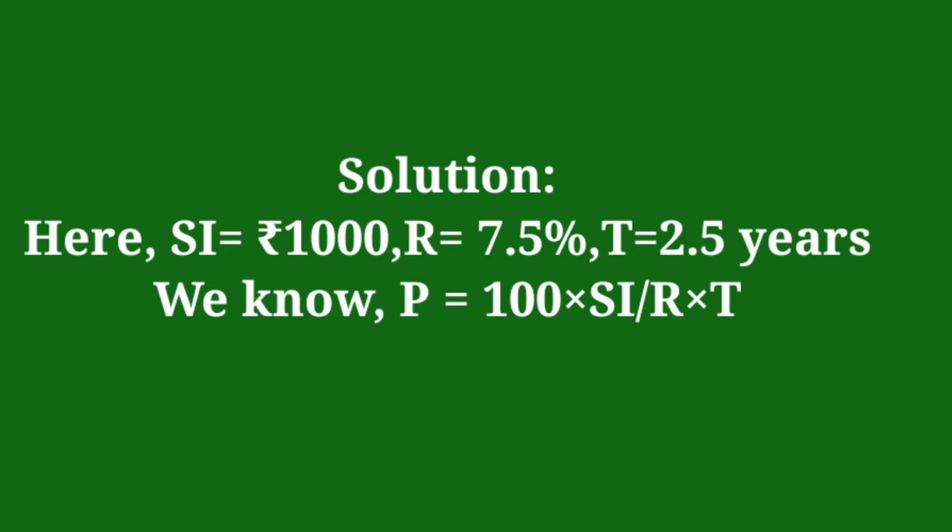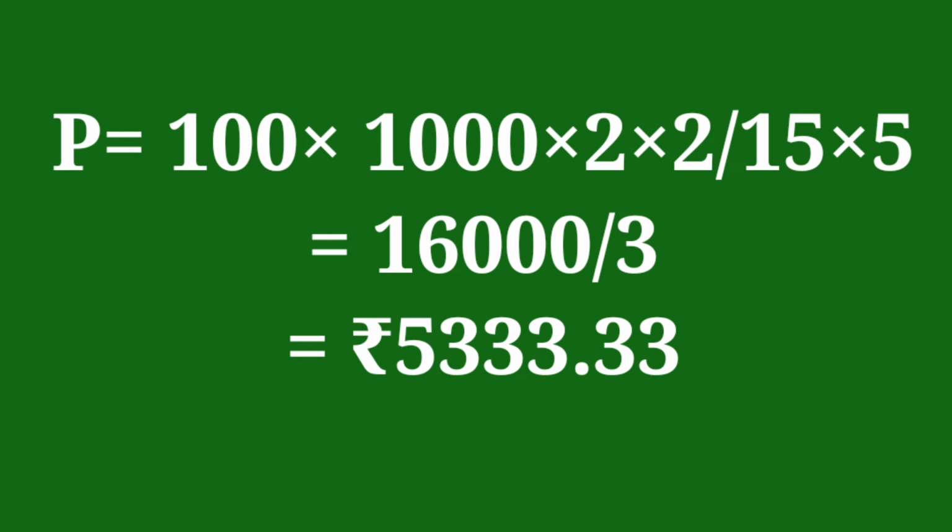Solution. Here SI is equal to 1000, rate 7.5, time 2.5. So you have to convert them into fractions, like 2.5 will be 5 by 2. Here I have shown you. So when you calculate the principal, you will get like this, and your principal will be 5,333 rupees 33 paise.